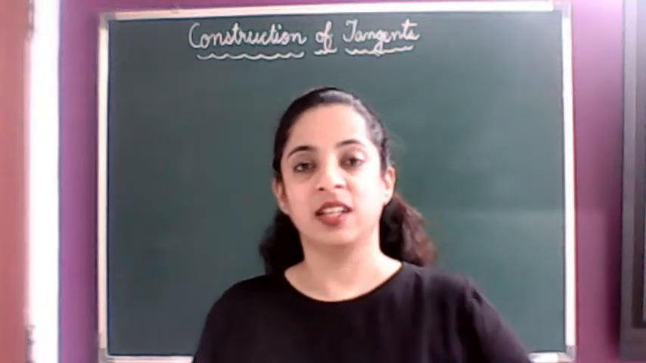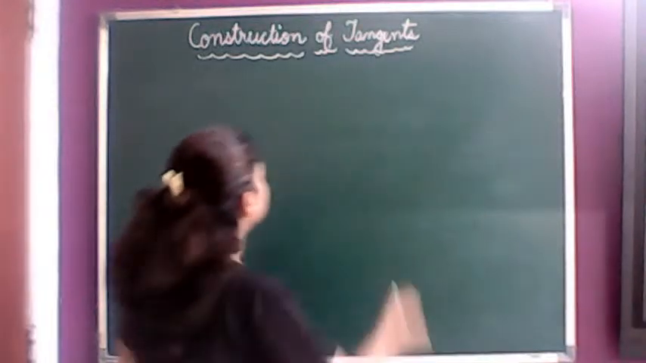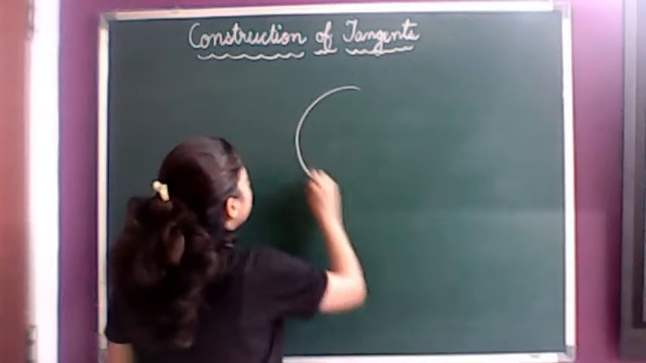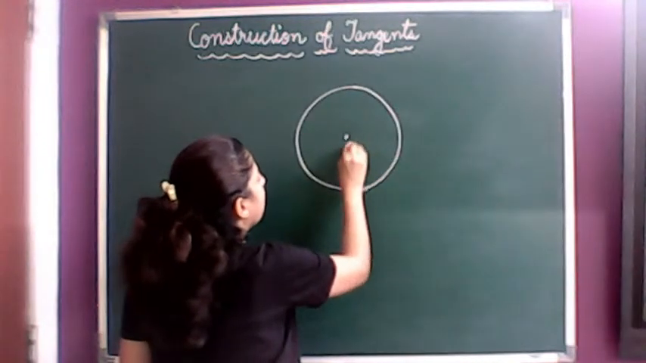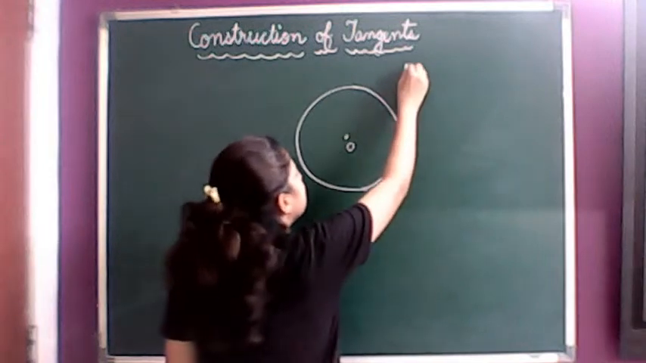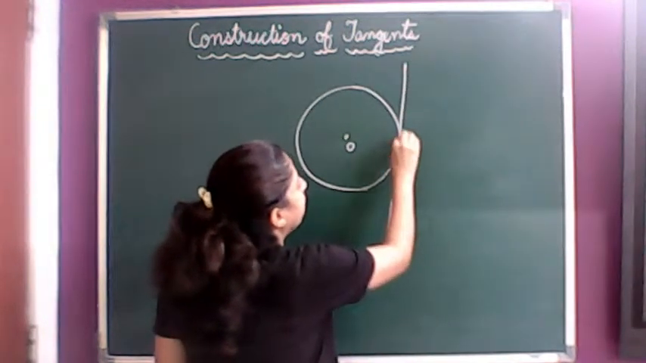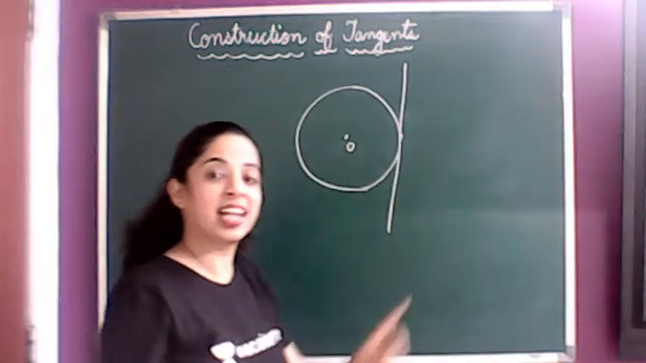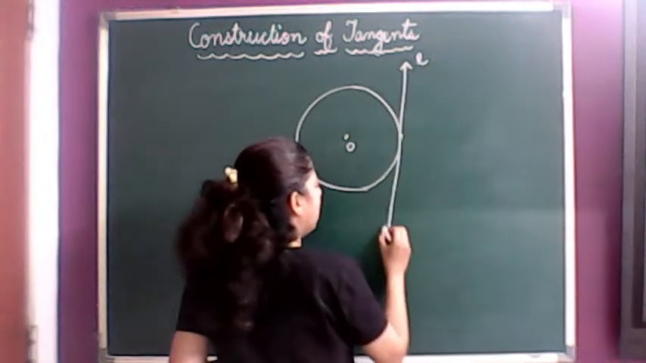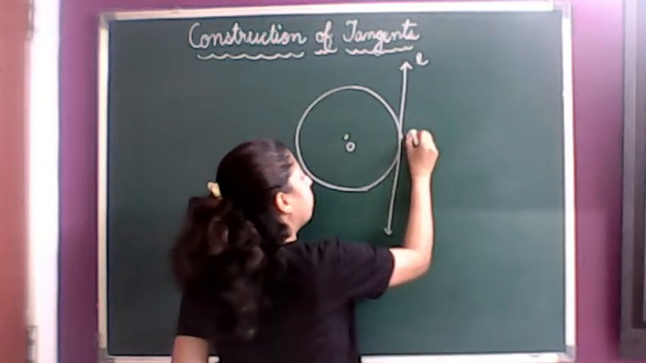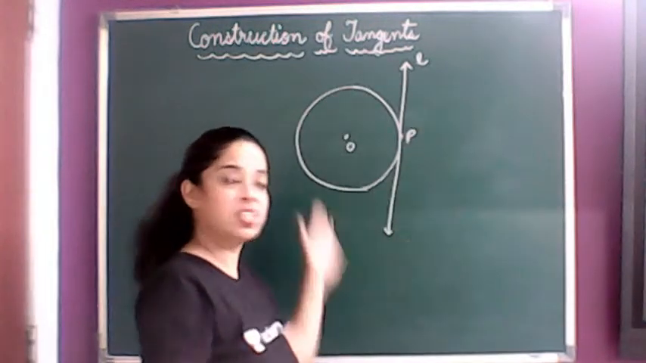Till other students join in, let me first tell you what a tangent is. Do you know, Neha, what a tangent is? If there is a circle like this with center O, a tangent is a line which touches the circle at exactly one point. So this is a line, say line L, which touches the circle at point P. Then this line is called a tangent to the circle with center O.